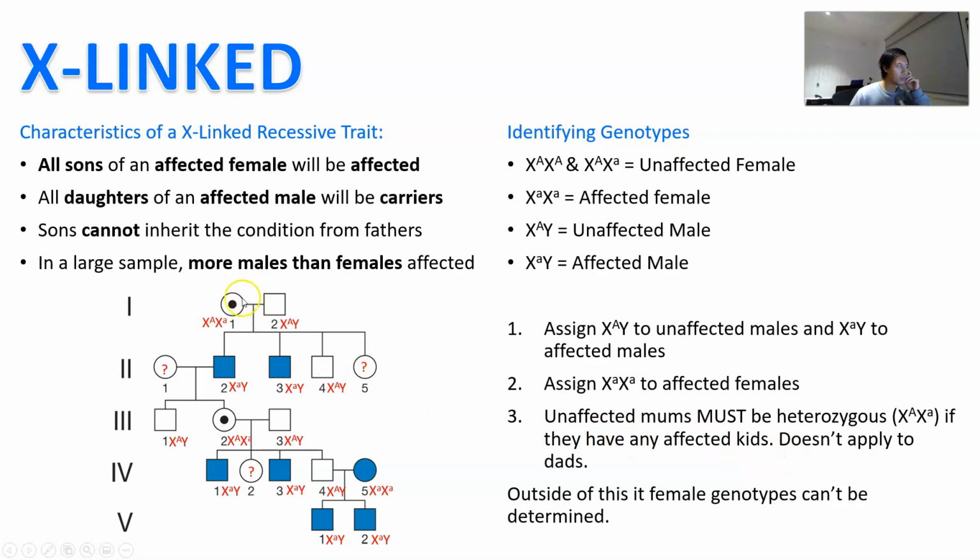Why? Because if the mum is unaffected, but the kids have it, she's passing something on to the boys, right? And so therefore she has to be a carrier and she can't possibly be homozygous dominant. Otherwise, none of the boys would have it. Okay. Outside of this, the female genotypes can't actually be determined. So these two individuals here, we can't actually figure out what they are. Why? Because they could be either of those two, but we just don't know.